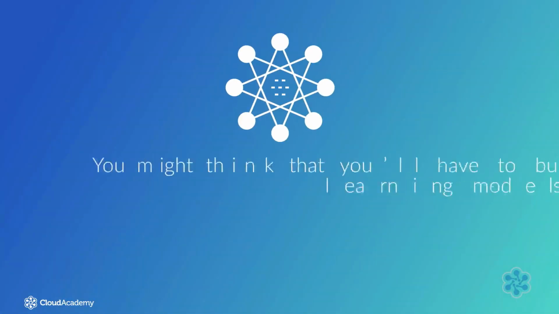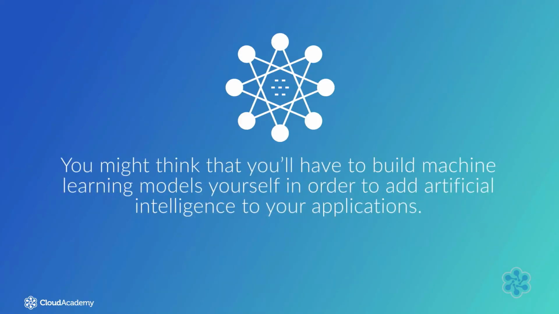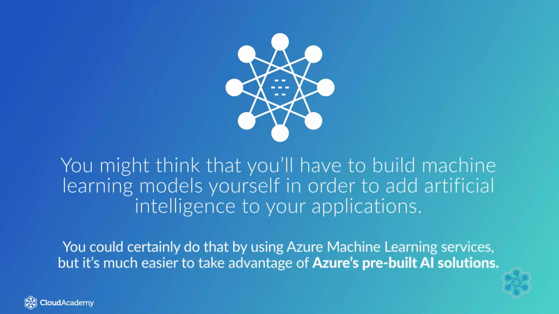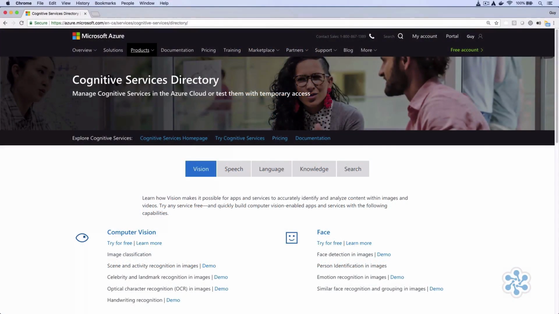With all of the excitement about machine learning in the news, you might think that you'll have to build machine learning models yourself in order to add artificial intelligence to your applications. You could certainly do that by using Azure Machine Learning Services, but it's much easier to take advantage of Azure's pre-built AI solutions. Microsoft provides quite a variety of AI services. The majority of them are part of its Cognitive Services suite, which offers APIs for vision, speech, language, knowledge, and search. These pre-built models can handle everything from emotion recognition in images to real-time speech translation.